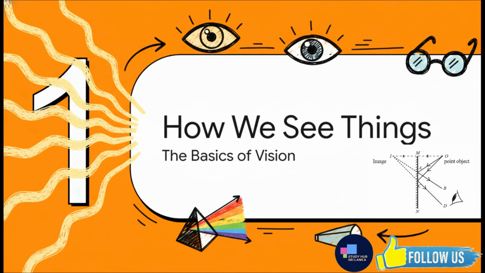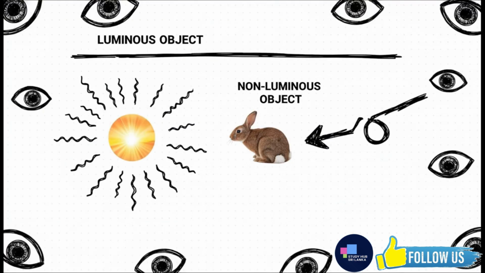Let's start with the most fundamental idea. How does light actually let us see the world around us? We see things in one of two ways. On the left here, you can see the sun. It's what we call a luminous object, which is a fancy way of saying it makes its own light. But most things, like this rabbit on the right, are non-luminous. They don't make their own light. So the only way we can see the rabbit is if light from a source, like the sun, hits it and then bounces or reflects into our eyes.